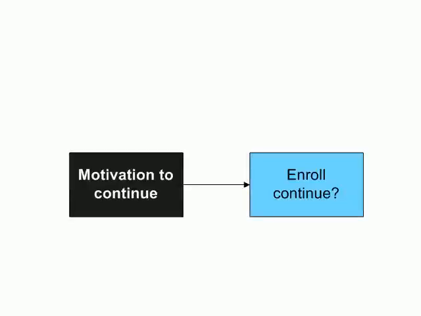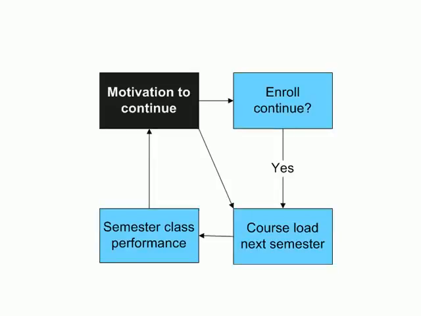The core of the model was a relationship between a student's motivation to continue and his or her decision to enroll for the next semester. Building on this core, if a student enrolls, he or she chooses a course load, takes courses, and ends the semester with a performance record. When the semester ends, the student's performance affects his or her motivation to enroll for the next semester.